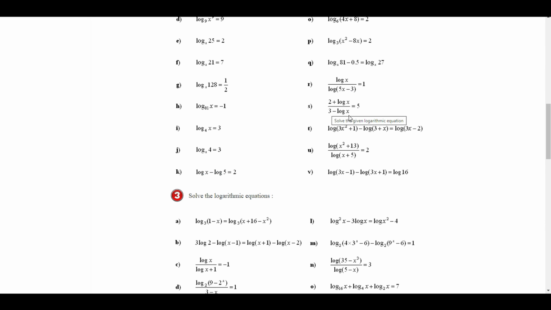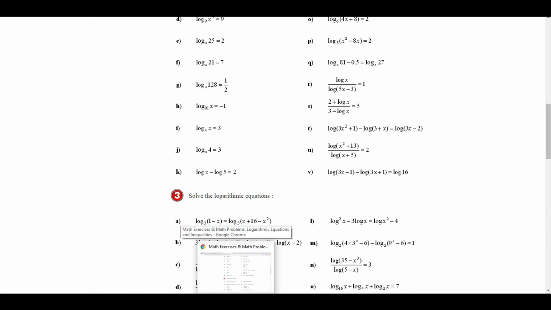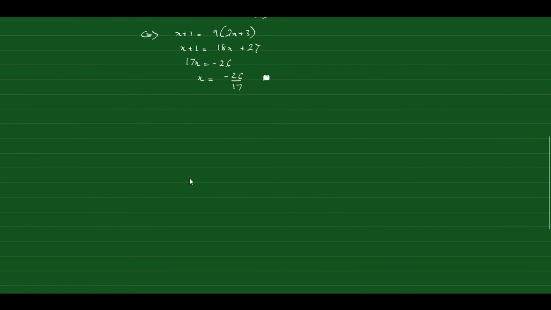How about this? 2 plus log x over 3 minus log x equal 5. Okay, I think this is easy.